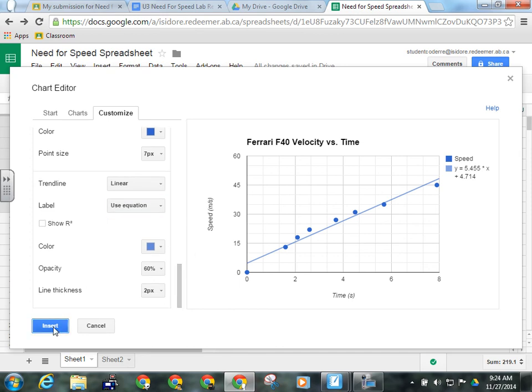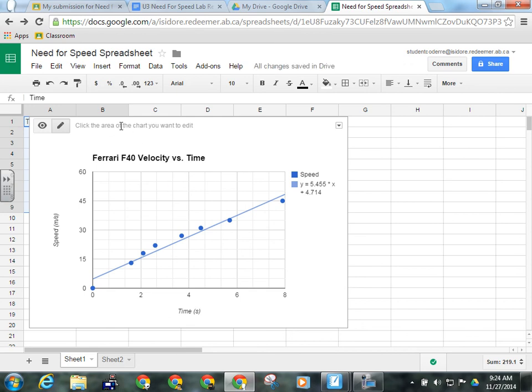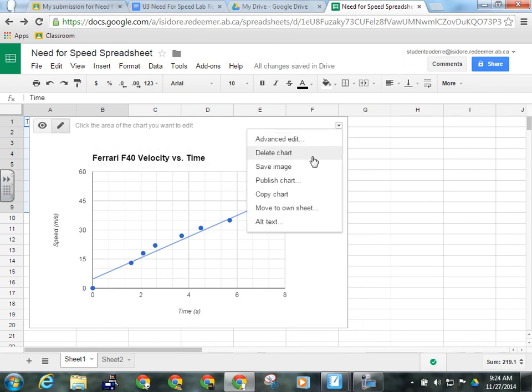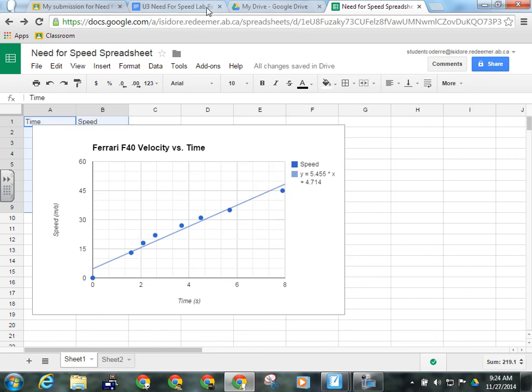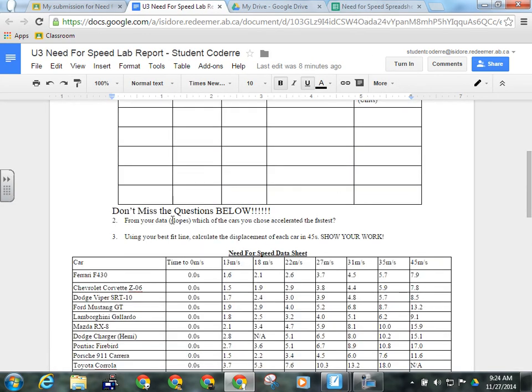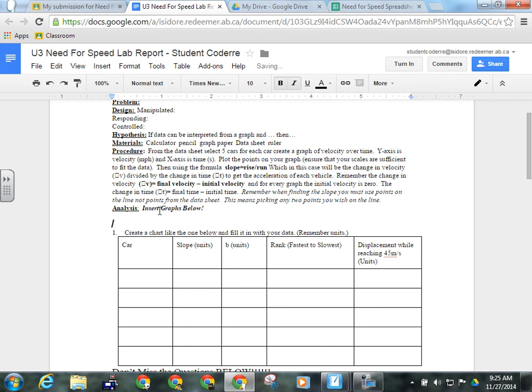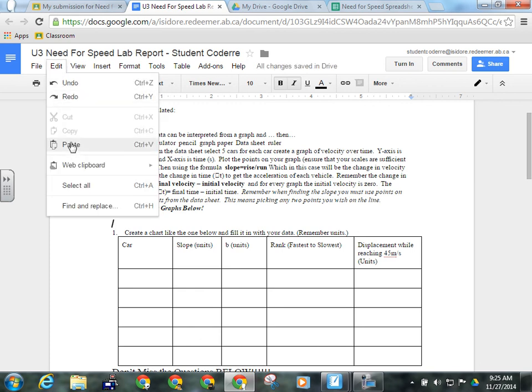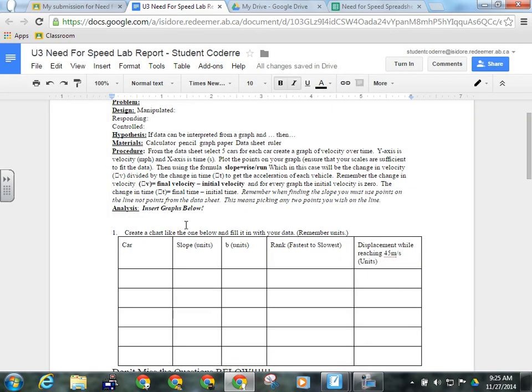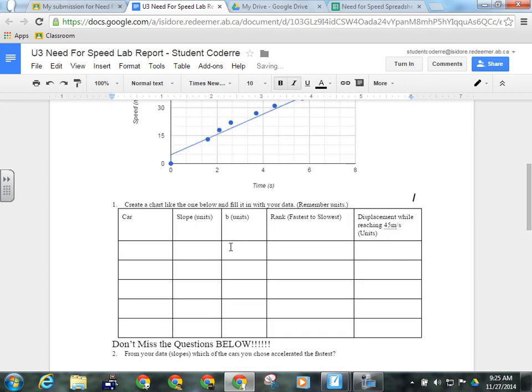You can insert that, and then copy it over into your lab report. So you go copy, and put it in here. So where should those graphs go? Maybe right here where it says insert graphs below. That's it, yeah, it's tricky. Alright, so you're just going to have them one under the other.